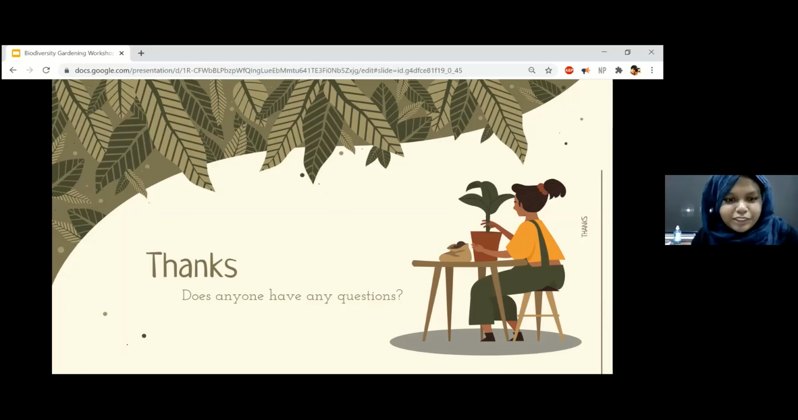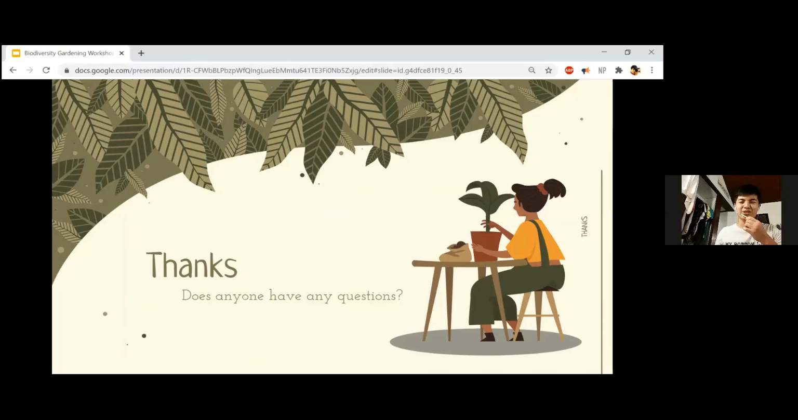So we have two questions from Facebook that are quite similar. The question is about those living in an apartment. Can they actually do this kind of gardening since there's limited space in the apartment balcony? And how do they support the fauna in the urban apartment balcony?